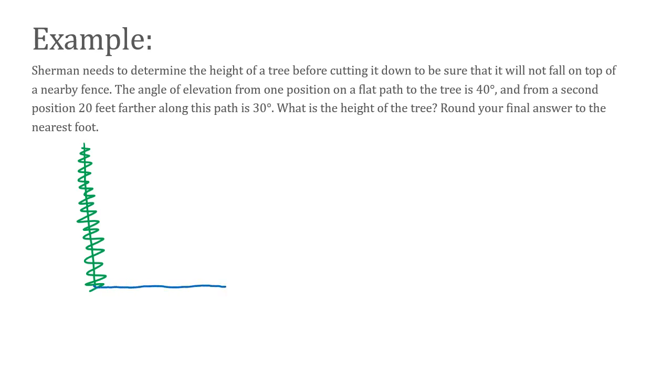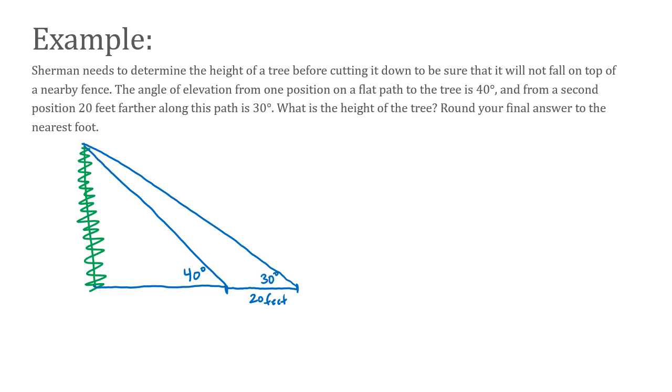The angle of elevation to the top of the tree is 40 degrees. So this angle right here is 40 degrees. And then from a second position, 20 feet farther, so this piece here and this piece here is 20 feet, the angle of elevation is 30 degrees. It's a little smaller, which makes sense with my picture. What is the height of the tree?